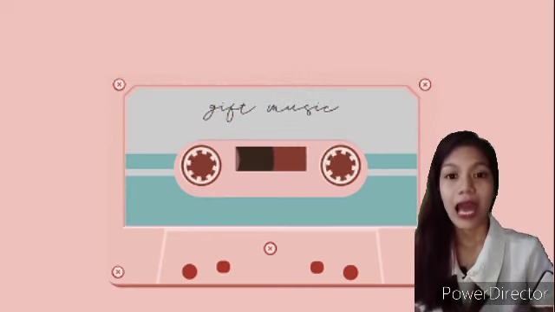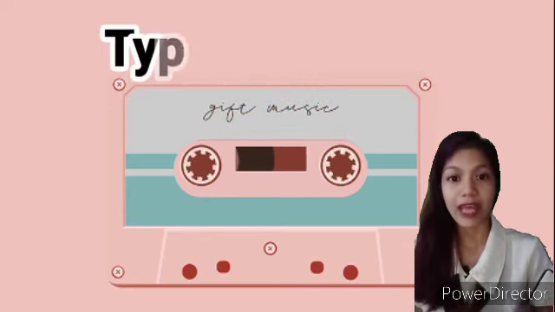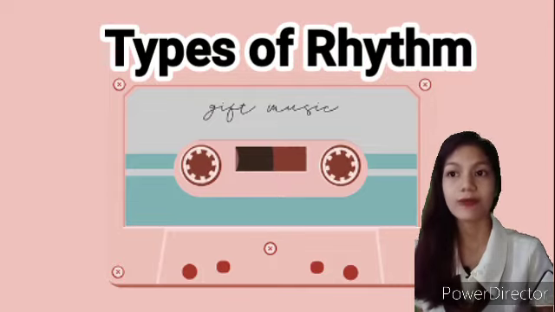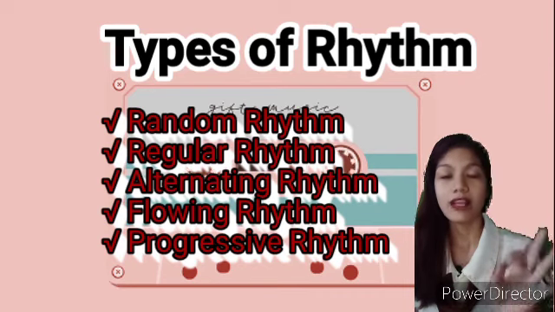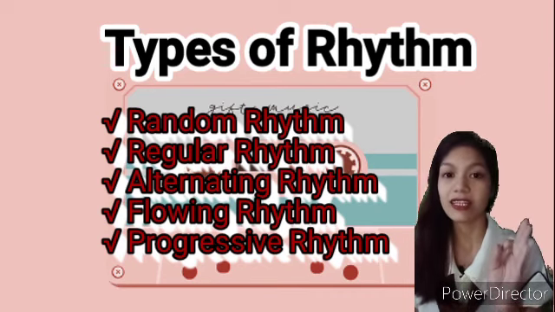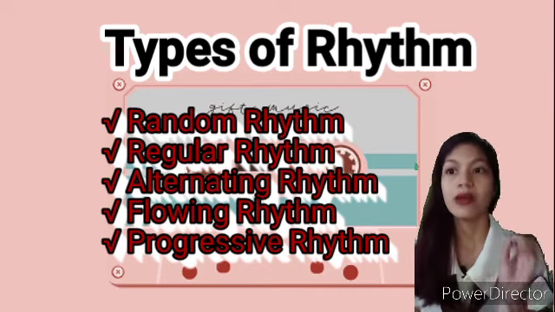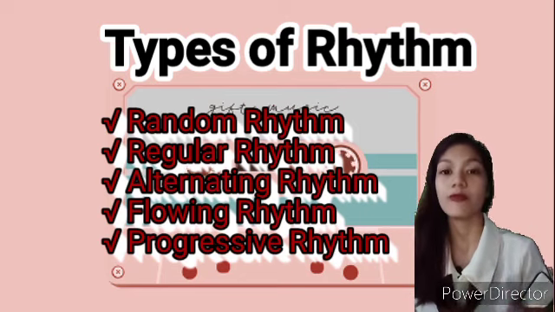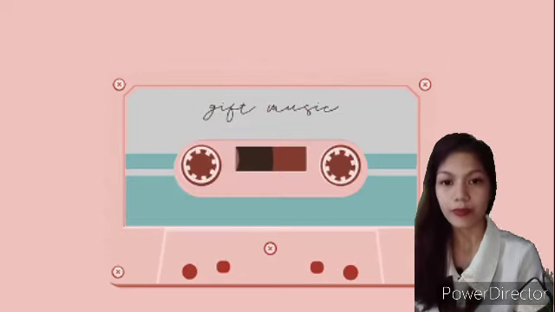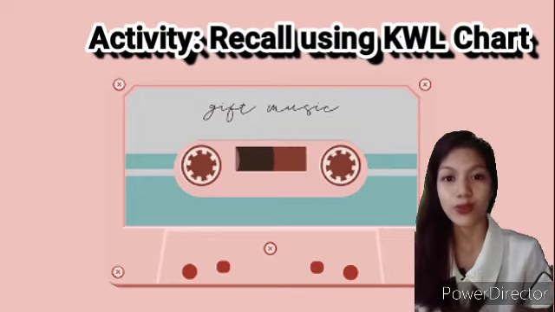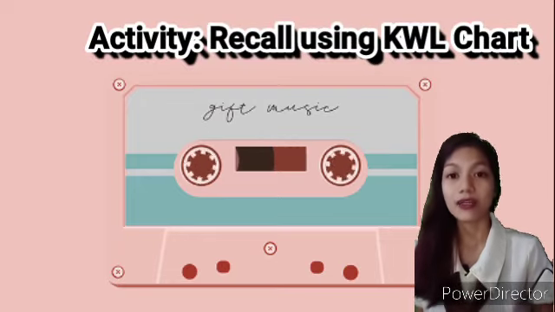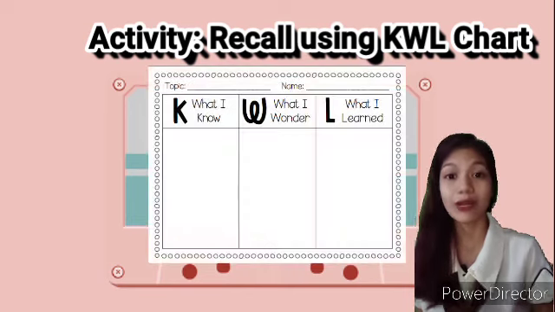We have 5 types of rhythm: the random rhythm, regular rhythm, alternating rhythm, flowing rhythm, and progressive rhythm. The activity that I want to do with my students is recall using a KWL chart.